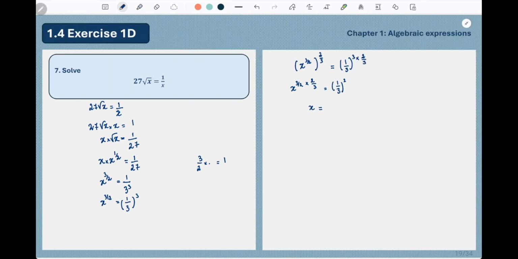So now we've gotten to the stage where we just simply have to simplify this one. 1 to the power of 2 is 1, and then 3 to the power of 2 is 9.